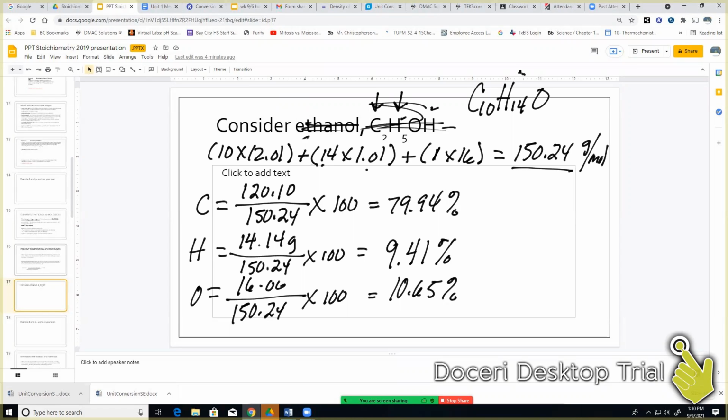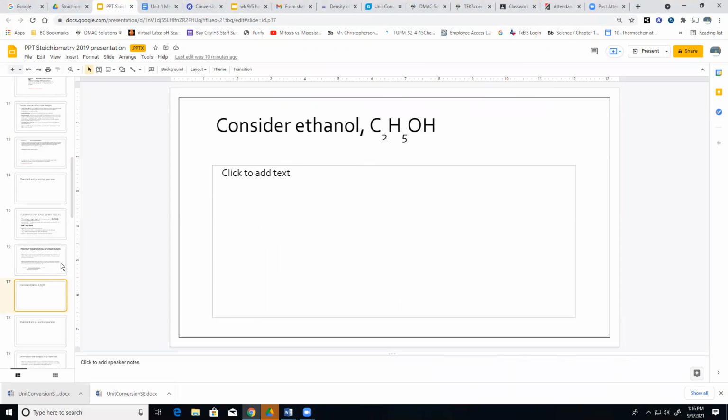All right, why don't y'all try number 9? It's a little bit longer because it has more elements in it. And see if you can get your percentages that match up in there.